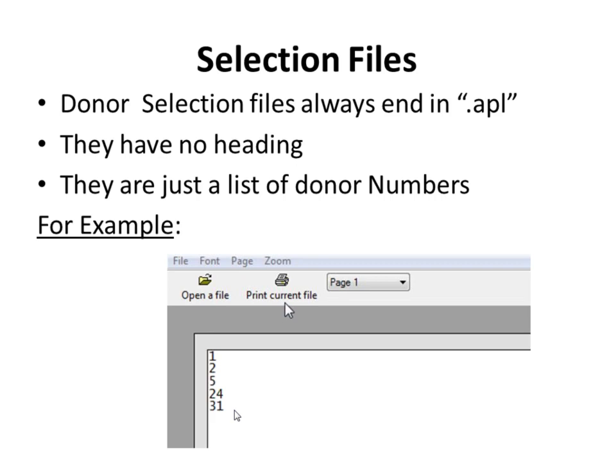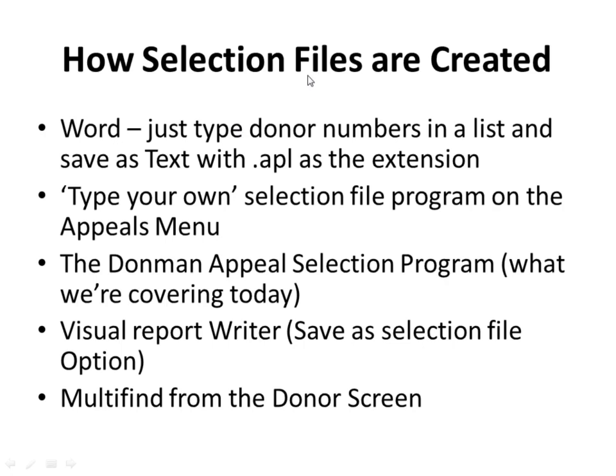Now, the process of selection can be done in many ways. Most of today will be spent going through the appeal selection program, which is Donman's most powerful selection system. It enables you to do many things that you couldn't do with a simple report writer, many things that would take a lot of programming, but Donman does it all for you, and very simply by you just filling in the boxes and saying what you want. But ultimately what it produces is a list of donors like you can see on that screen.